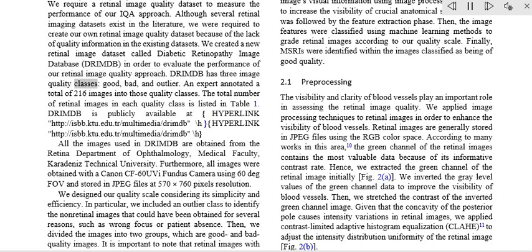DRIMDB has 3 image quality classes: good, bad, and outlier. An expert annotated a total of 216 images into those quality classes. The total number of retinal images in each quality class is listed in Table 1. DRIMDB is publicly available at the following hyperlink.